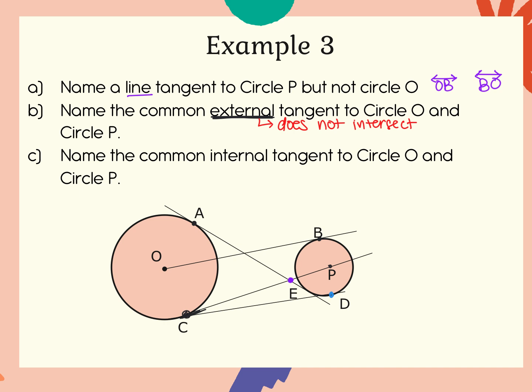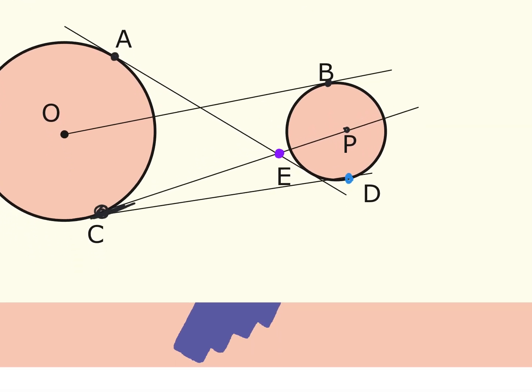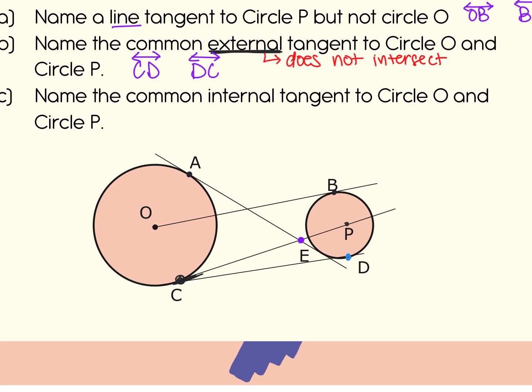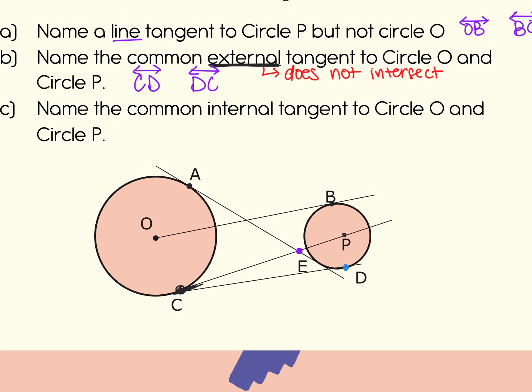And which line would that be? Which line would that be? What is it? CD. Okay, CD, looking at it, CD or DC does not intersect, okay? So if I'm looking at that line, it's right here. It does not intersect. Looking at the next one, name the common internal tangent.